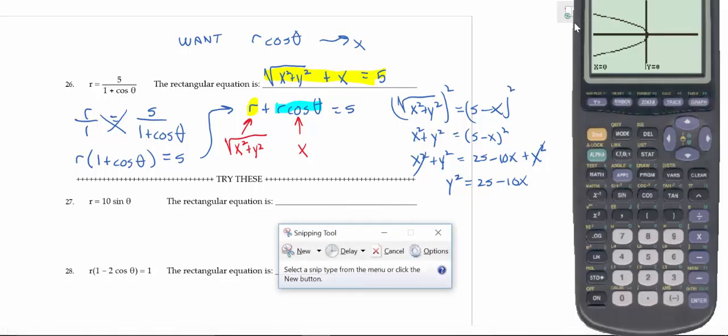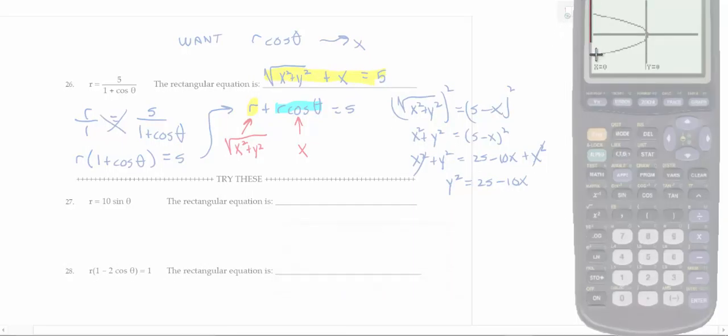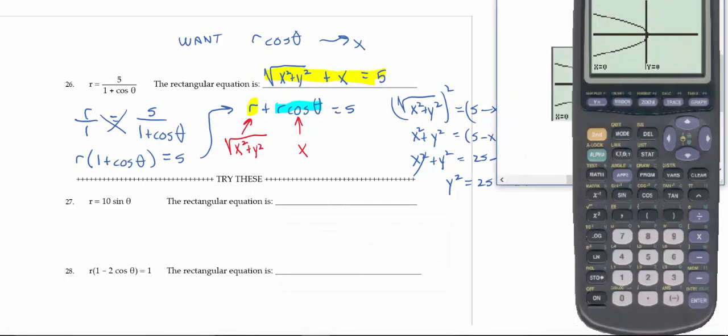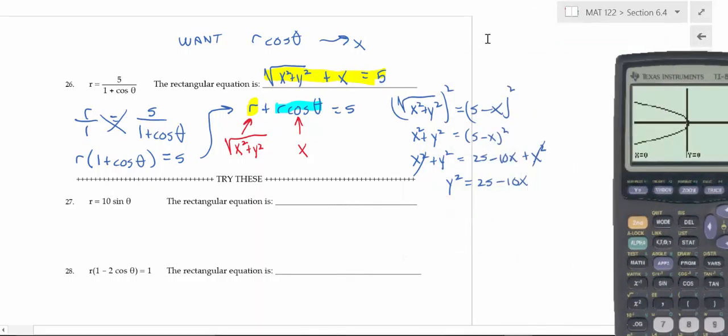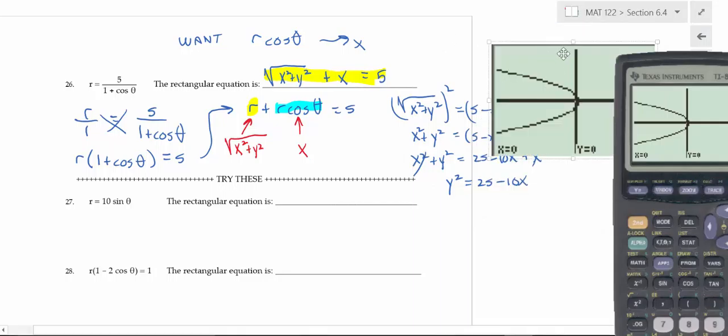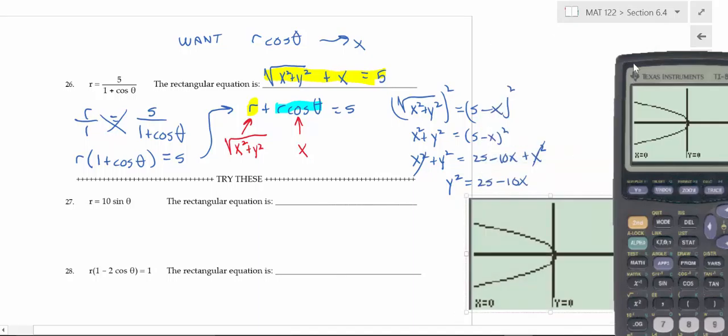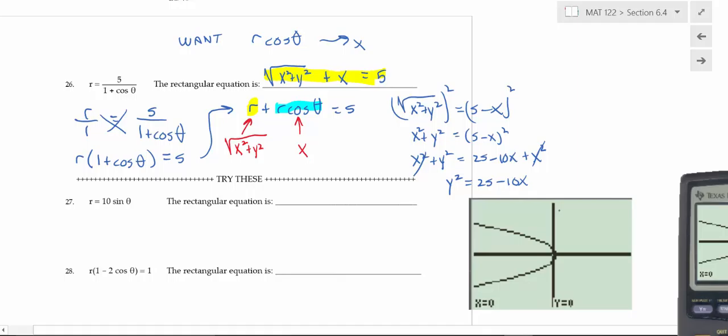All right, now I'm going to make a little snip of this too, because I'd like to have this in here for reference. That is a parabola. The main purpose of this class is that you can do the substitutions, but it is helpful if you can begin to make some of these connections. So this is the graph of r equals 5 over 1 plus cosine theta. In terms of rectangular, we got y squared equals 25 minus 10x. You don't have to take it all the way out there. For this class, you can take it to that level and stop if you want to.